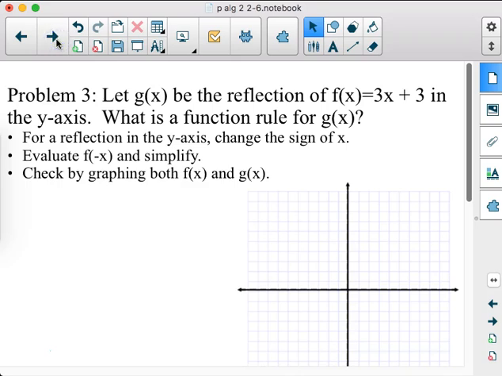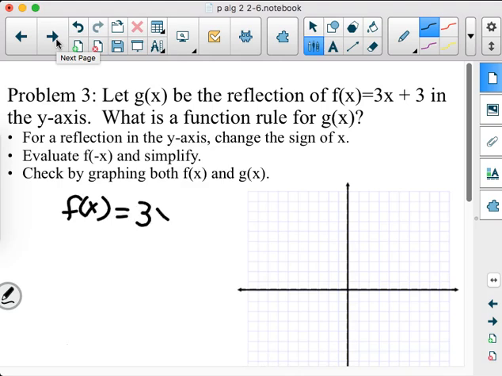So problem 3 says, let g of x be a reflection of f of x equals 3x plus 3 in the y-axis. What is the function rule for g of x? Okay, well, let's start with f of x. F of x equals 3x plus 3. The first thing I do is change that to y so that I can think about what this graph is going to look like. And I'm color coding this one. I'm going to make this a black line.